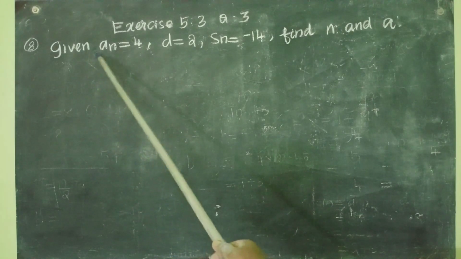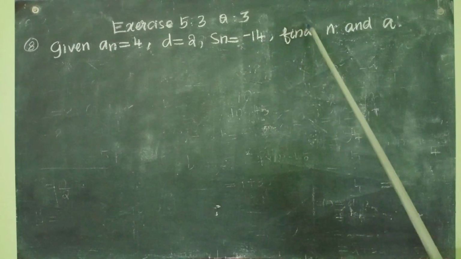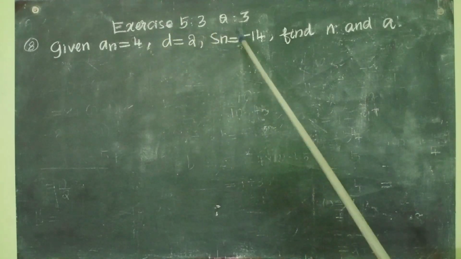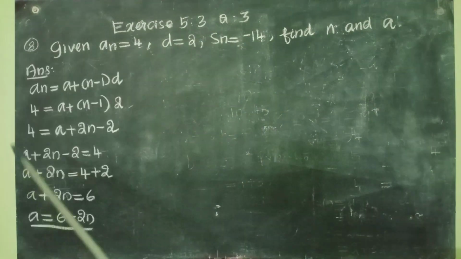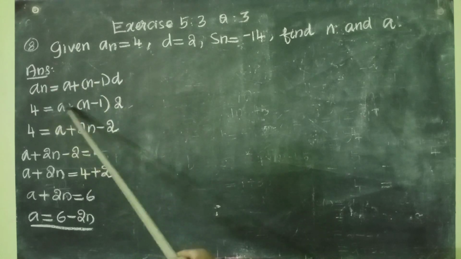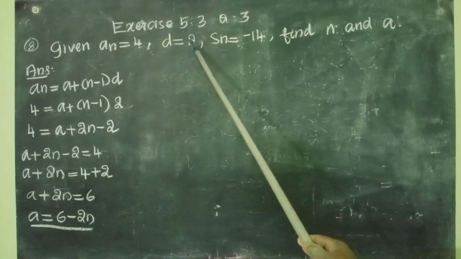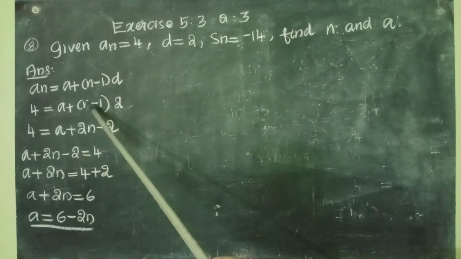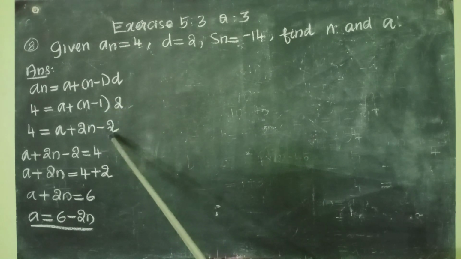Question number 8. Given an equal to 4, d equal to 2, Sn equal to minus 14, find n and a. Here given an equal to 4 and Sn equal to minus 14. So we can start with an and Sn. We have an equal to a plus n minus 1 into d. That is 4 equal to a plus n minus 1 into 2. Because an equal to 4, d equal to 2. That is 4 equal to a plus 2n minus 2. We have removed this bracket. n into 2, it is 2n. Minus 1 into 2, it is minus 2.